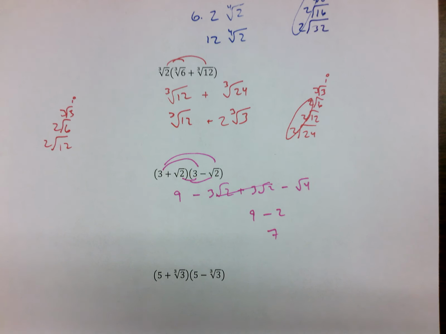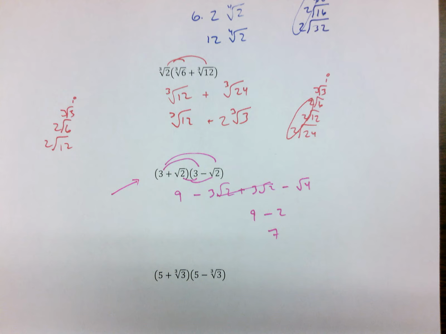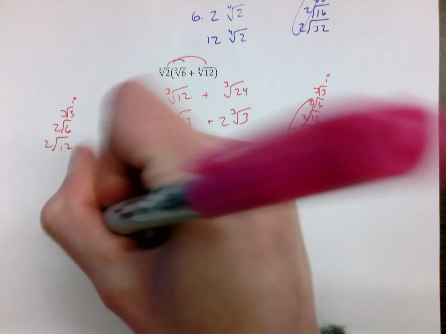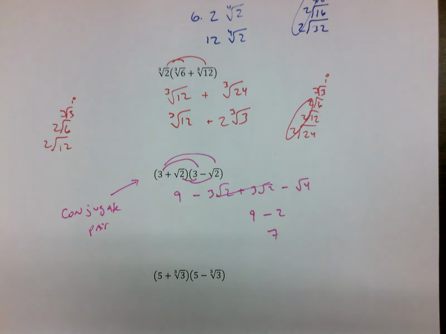So this right here, this is an example of our friend the conjugate, right? Okay, so this is a conjugate pair. We looked at those before when we did imaginary numbers. Conjugate pair: same expressions, different signs in the middle.